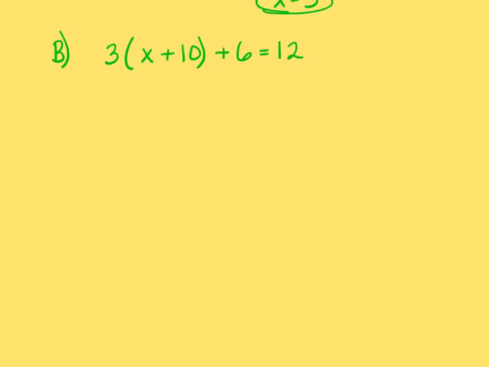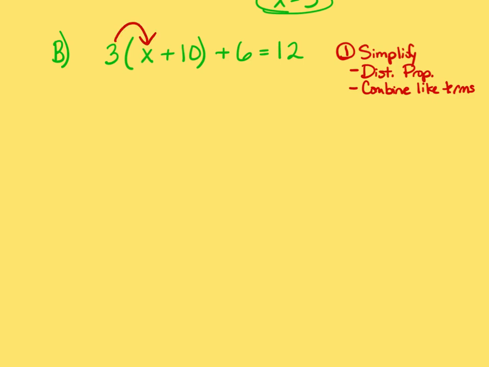For B part, we have 3 times the group x plus 10, plus 6, equal 12. So our first step is to simplify. Now that could consist of multiple parts. The first thing that we could do here is the distributive property. And then sometimes we can also combine like terms. So the distributive property could be done here because we have a number times a group in a parenthesis.